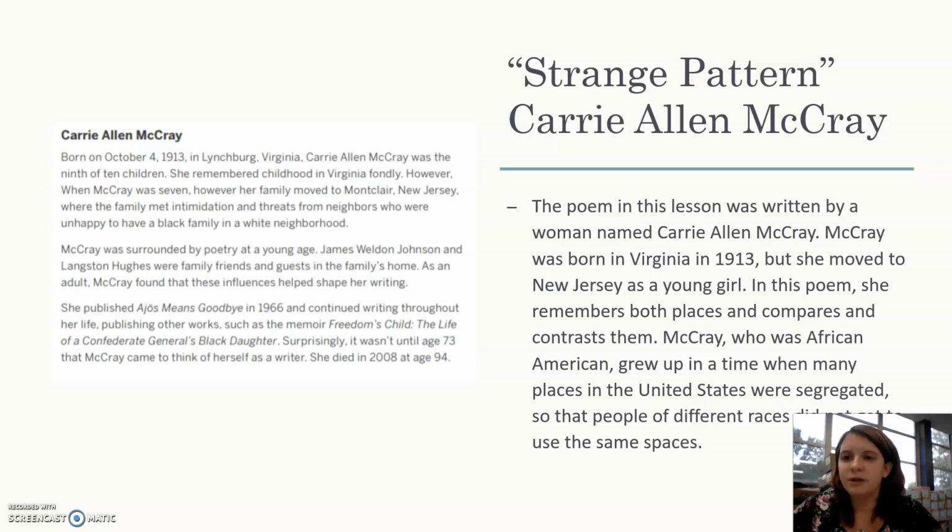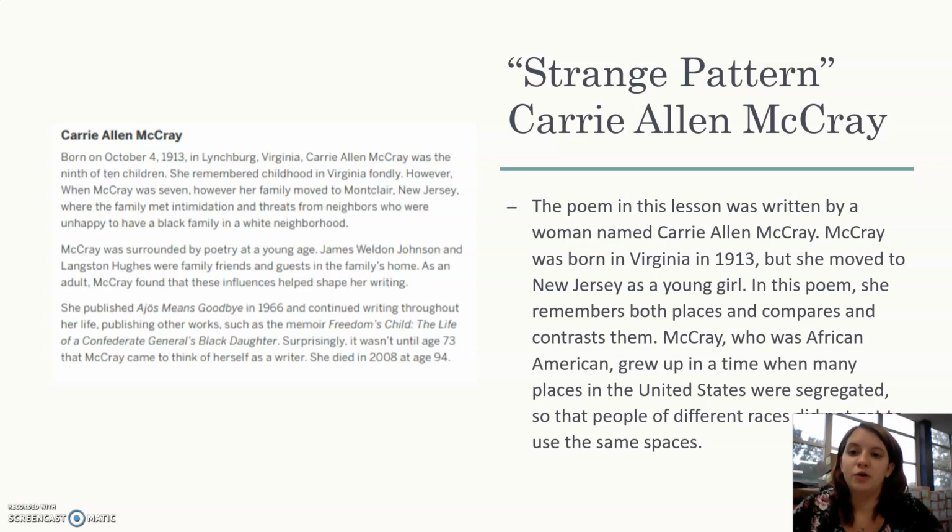Born on October 4, 1913 in Lynchburg, Virginia, Carrie McCray was the ninth of 10 children. She remembered childhood in Virginia fondly. However, when McCray was 7, her family moved to Montclair, New Jersey, where the family met intimidation and threats from neighbors who were unhappy to have a black family in a white neighborhood.